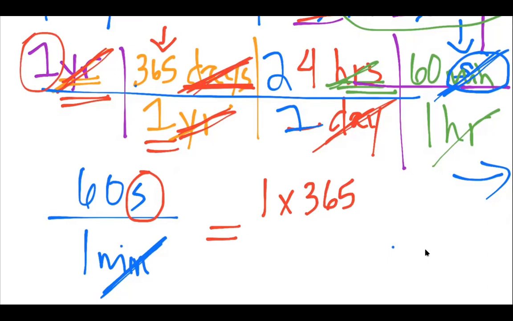So in this problem, everything is actually going to be multiplication, because on the bottom, we have ones on every conversion factor: 1 year, 1 day, 1 hour, 1 minute. Okay. So this problem is actually all multiplication. So I have 1 times 365 times 24 times 60 times another 60. Kind of ran out of room. Sorry.